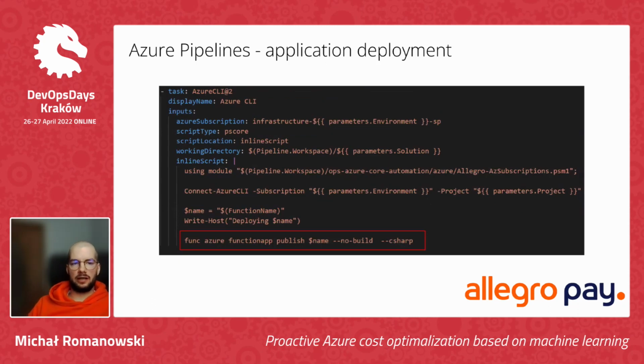Next, we have application deployment. I've highlighted here a single line. We are using Azure Functions Core Tools. That's the way that worked every time for us. Apparently, there are some other methods of deploying your Azure Functions, but they may not work as expected. At least for us, they didn't.